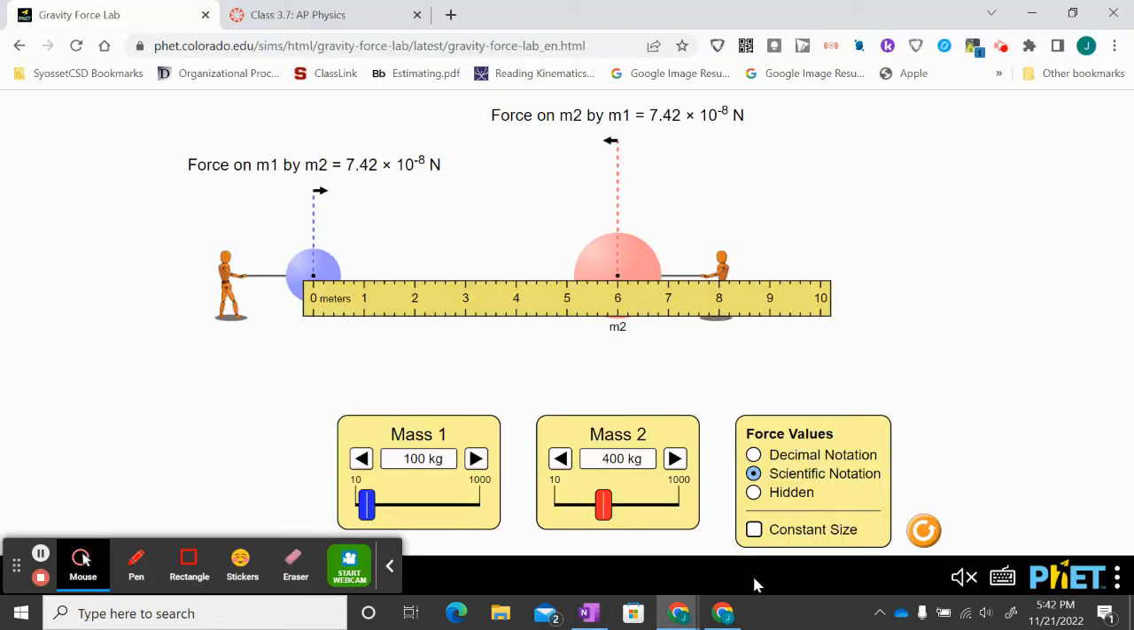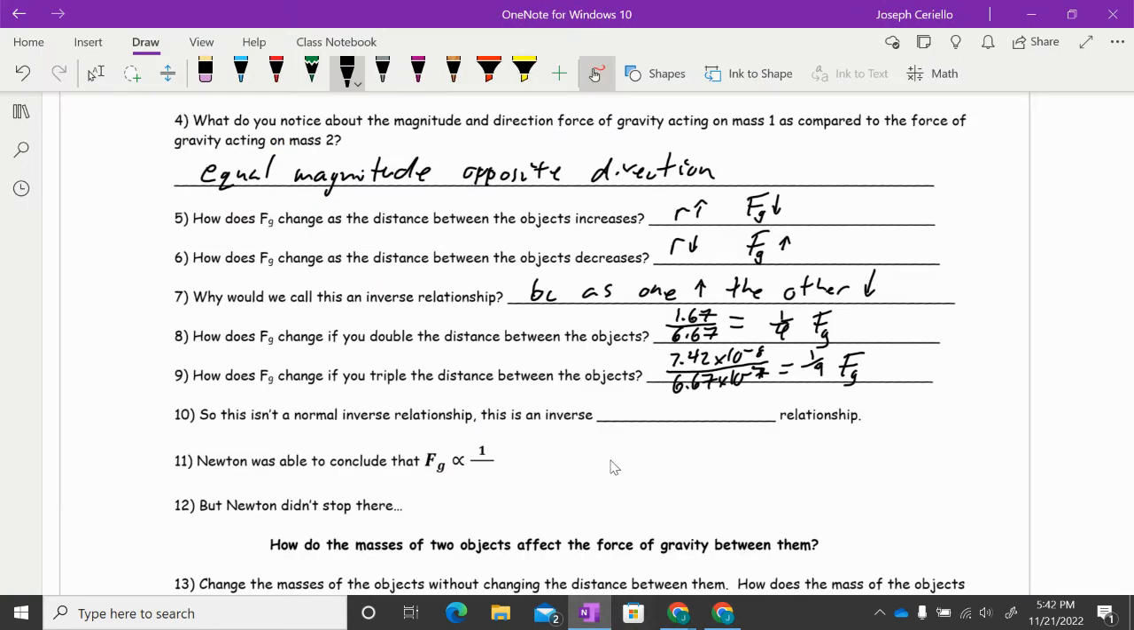All right, so what we end up finding here is that this isn't just the regular inverse relationship, this is an inverse square relationship. So F_G, this symbol here means is proportional to. This shows up all the time in physics textbooks. Is proportional to, that's what that symbol means, 1 over r squared. We use the symbol r. Okay, r is the distance between objects' centers.